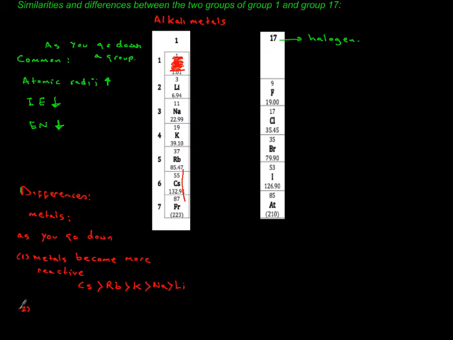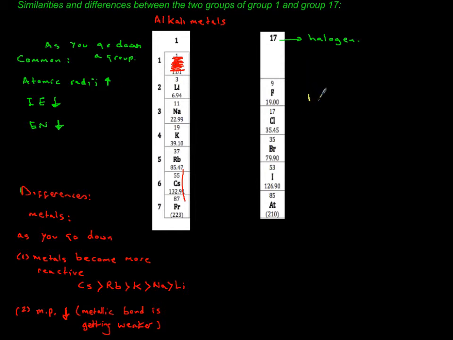And the other thing for metals is as you go down, their melting point decreases. Why? Because metallic bonding is getting weaker. Okay, so the common ones are in green. I'm not going to worry about that, but let's look at halogens as we go down.